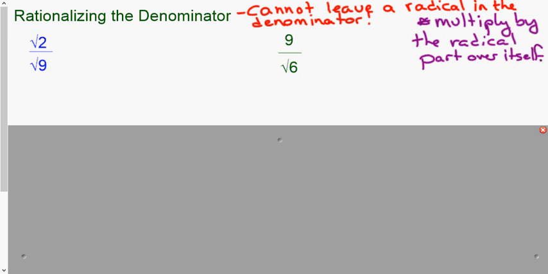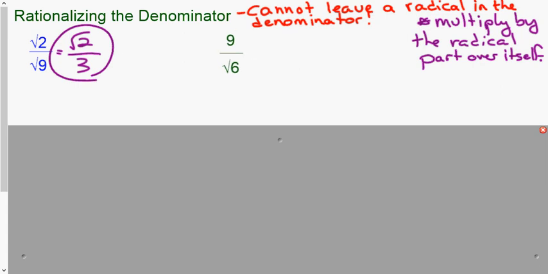All right, and I'll explain that here in just a little bit. So we start here, we have root 2 over root 9. We cannot leave a radical in the denominator, so first thing we ask, does root 9 simplify? Does it break down? And yes, root 9 is actually just 3. So because it's a perfect square, we don't have to rationalize or do anything. We just have to simplify, and we are done.